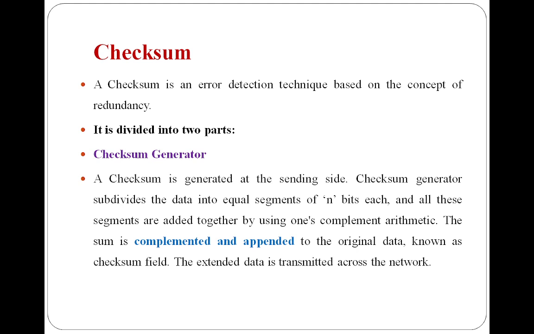Here there are two main parts. One is a checksum generator and the next one is a receiver. At the receiver side, we are going to check whether an error has happened or not. The checksum generator is responsible for dividing the whole data into a number of segments of equal n bits. All those segments are added together using ones complement arithmetic, and at last the sum is complemented and then appended to the original data. It is called the checksum field.